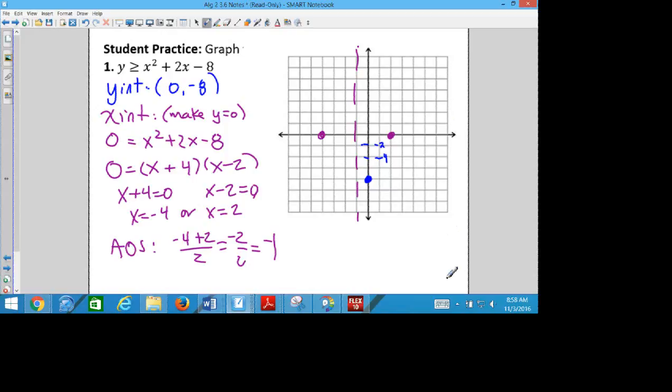That means my vertex is -1 comma something. How do we find our vertex? If I know that it starts at -1, how do I find the y value? Yeah, plug in -1 in the original equation. So we're going to do -1 squared plus 2 times -1 minus 8. So it's going to give me 1 minus 2 minus 8, -9. -1, -9. Whoops, that's not where -9 is.